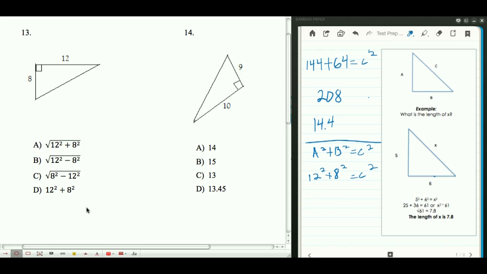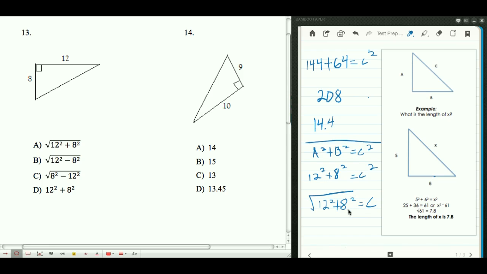Well, that kind of looks like this, but remember, we're trying to find c. That is the whole idea. We're not trying to find c squared. So it wouldn't be d. It would look something like this, because we want to take the square root of all of that. Once we add that together, we're going to take the square root to find what c is. So then it'll be the square root of 12 squared plus 8 squared is equal to c.